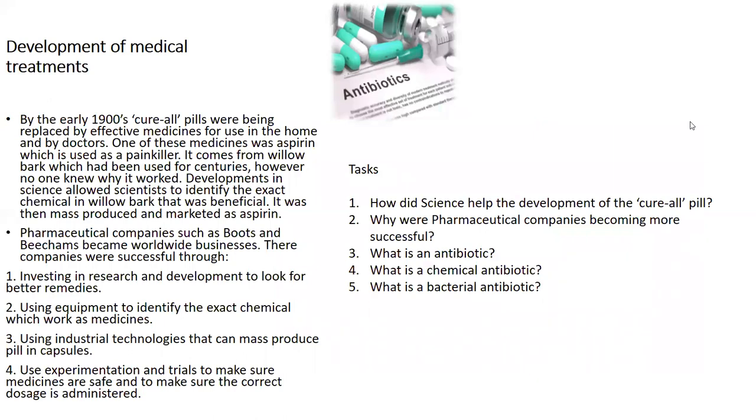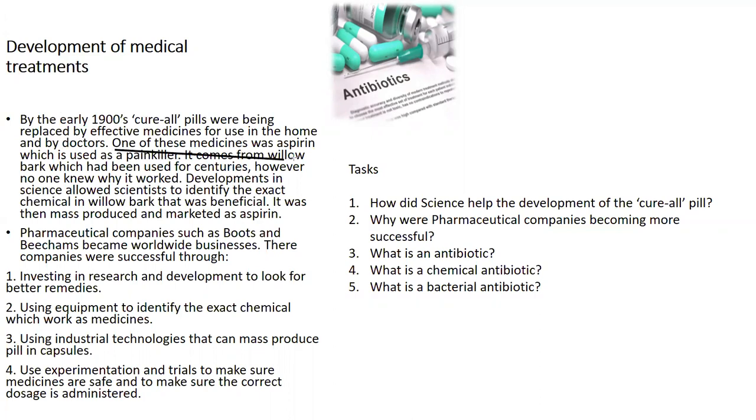So I'm going to underline a few bits here as we go through. There's a lot of text here, so it's a good idea to look over it a couple of times to make sure you get your head around it. By the early 1900s, cure-all pills were being replaced by effective medicines for use in the home and by doctors. Now remember, before 1900, you had herbs that allegedly cured many diseases. Before the 1900s, these cure-all pills, and then into the 1900s, were being replaced.